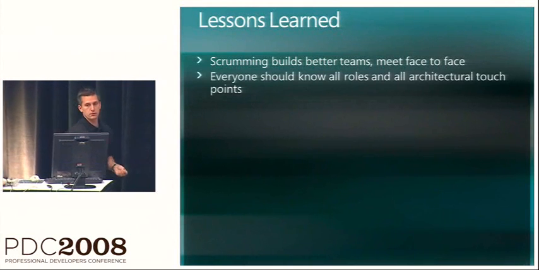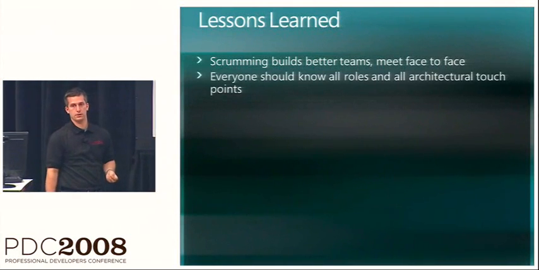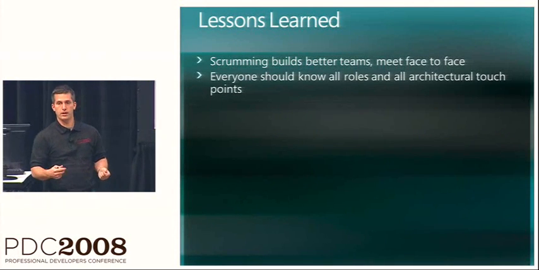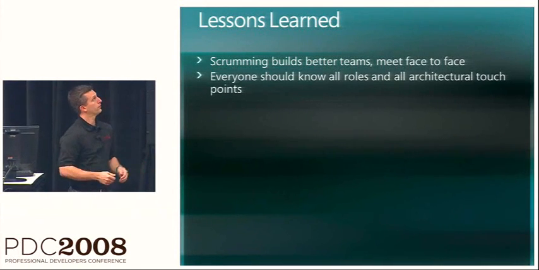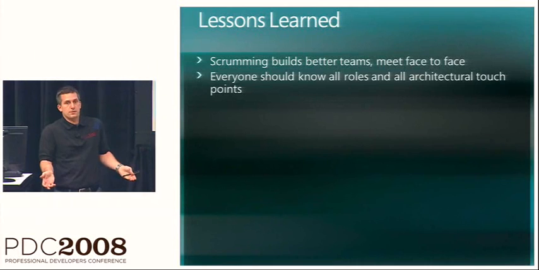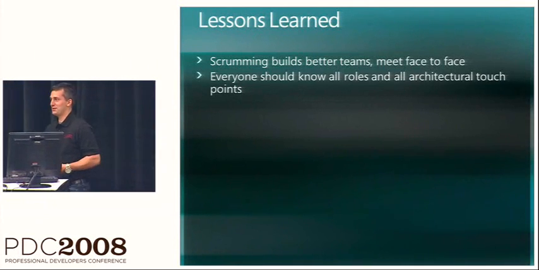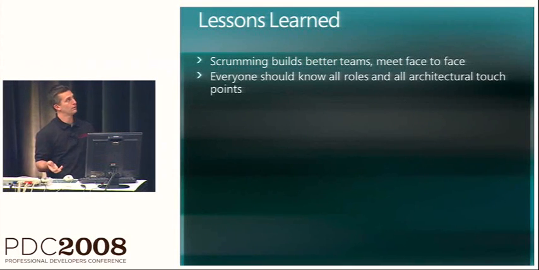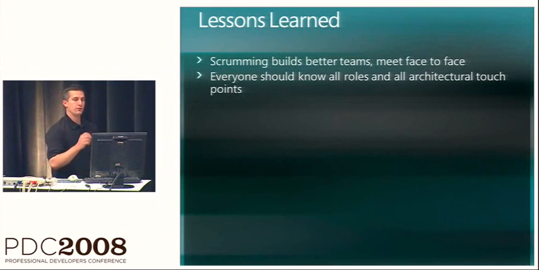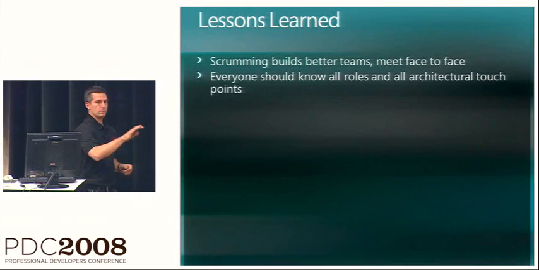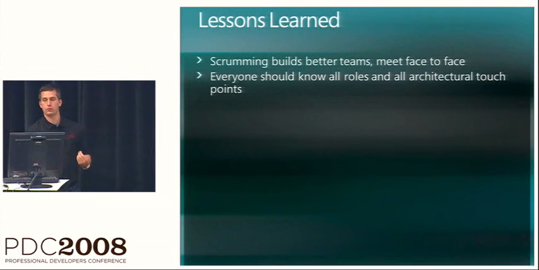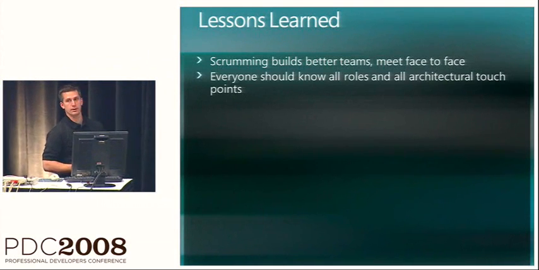Next piece, everyone should know all rules and all architectural touch points. It became evident after a while, because things were so complex in that workflow, that you may be having a discussion with someone and you had no idea what they were talking about. You knew that Frank or Bob worked in a particular part of the company and their role was to do X, but if you didn't know architecturally how his or her work affected your work, it was more difficult for you to get your job done.